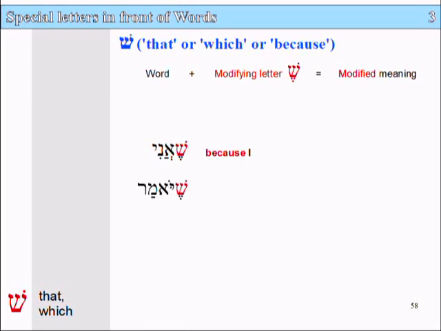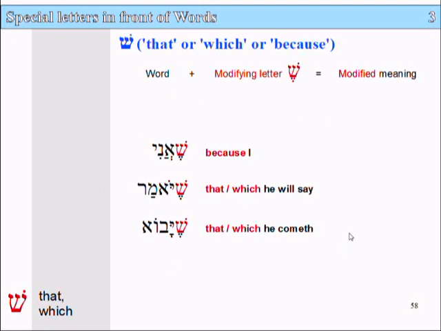If we take the word yomar, meaning he will say, and we put the shin in front, we have the word sheyomar, which means that which, or that, or which he will say. If we have the word yavol, and we put the shin in front of it, shayavol, yavol means he will come, and shayavol means that which he cometh. Now these examples are all from the Bible.